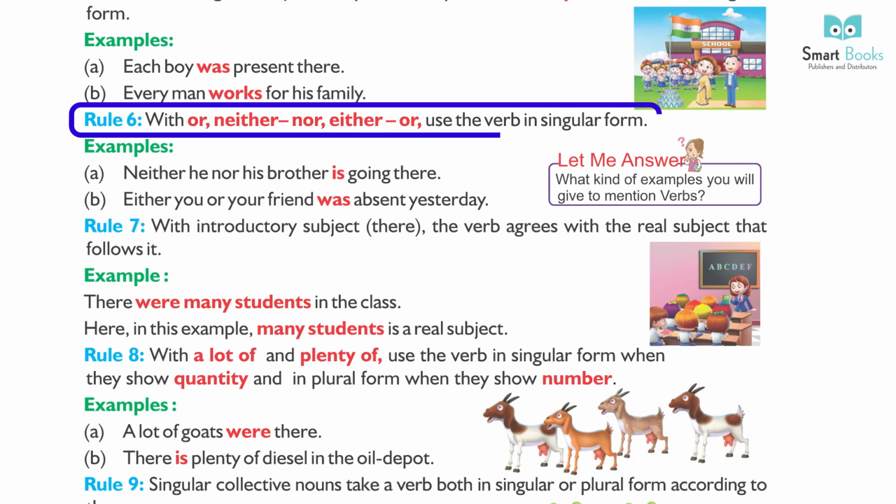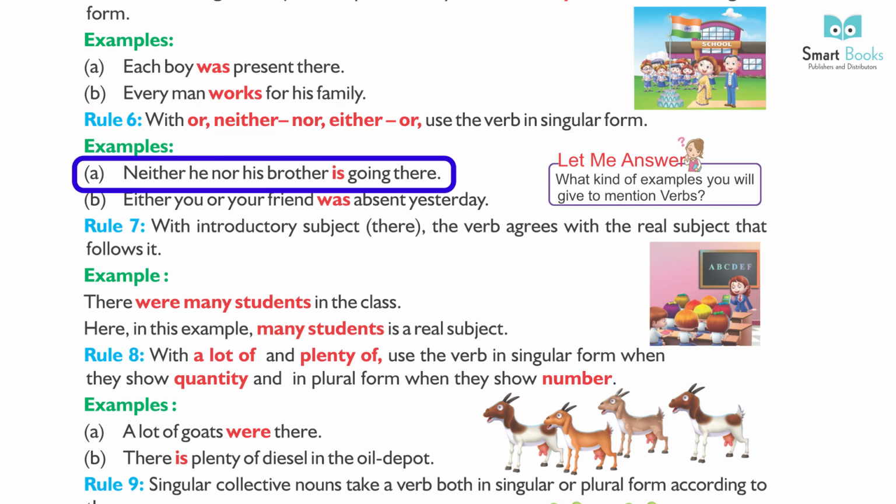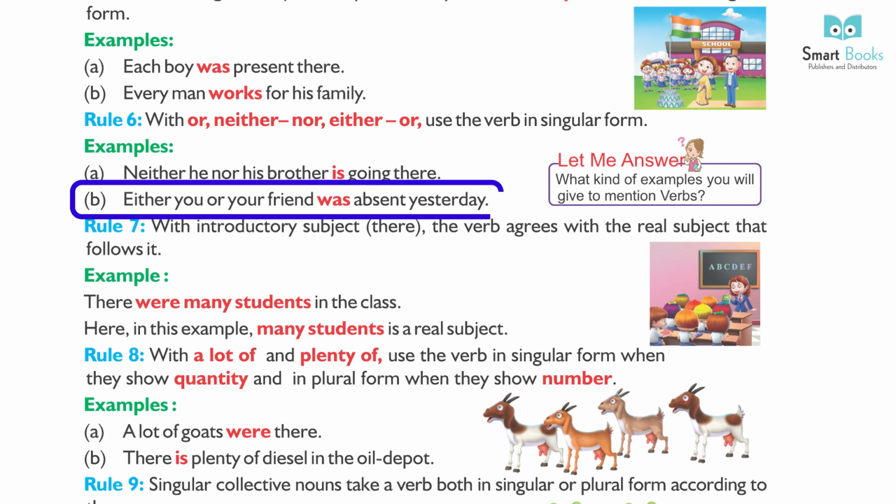Rule 6. With 'or', 'neither...nor', 'either...or', use the verb in singular form. Examples: A. Neither he nor his brother is going there. B. Either you or your friend was absent yesterday.